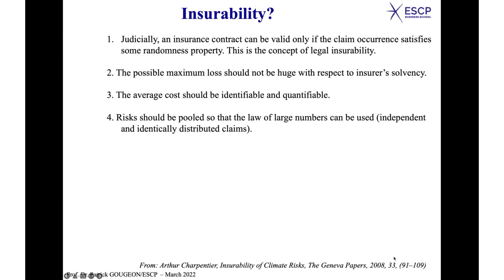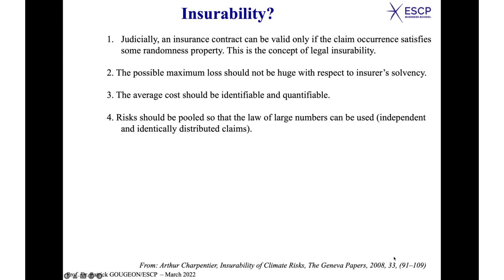They need to find a large population with the same risk so that they can use the average for this population. The population has to be large enough so that the law of large numbers applies. And indeed, within the population, the risks have to be independent. There shouldn't be any correlation between these risks.